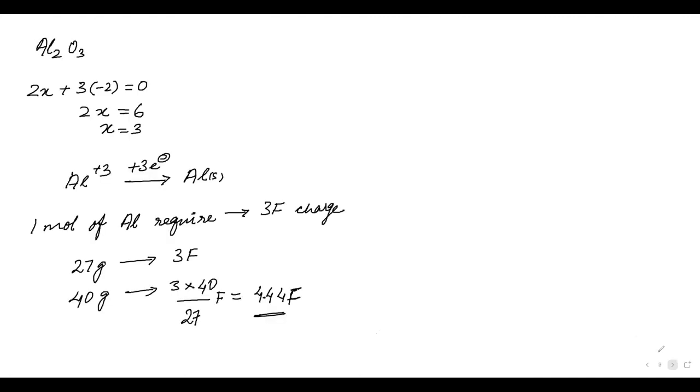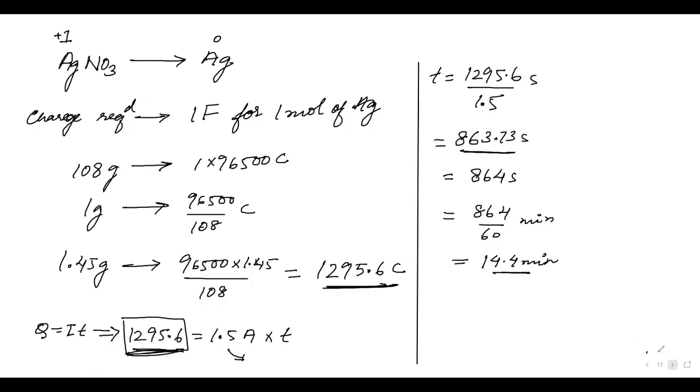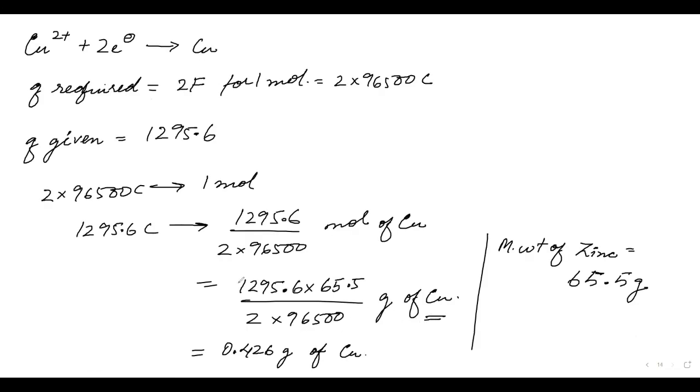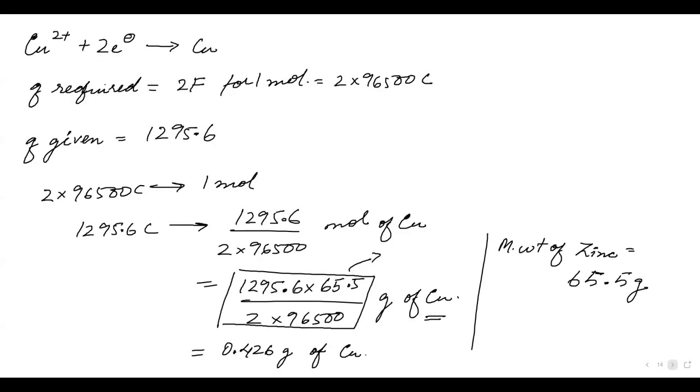Fine. So if I want to calculate the mass of copper, it is represented by this number, and this is the mass for Zn. For Cu it is 1295.6 into weight of copper divided by 96500 into 2 electrons. And what is this 2 electrons? It is the number of electrons required.